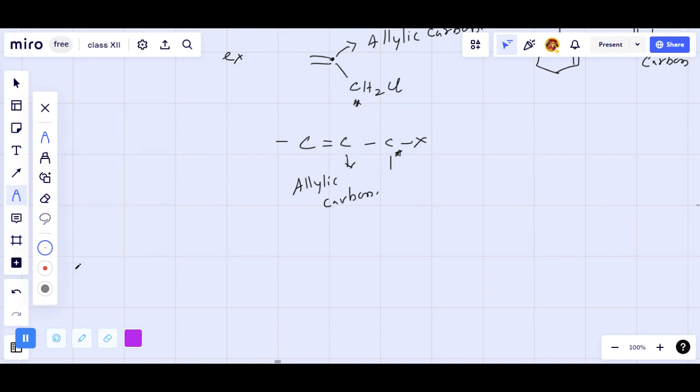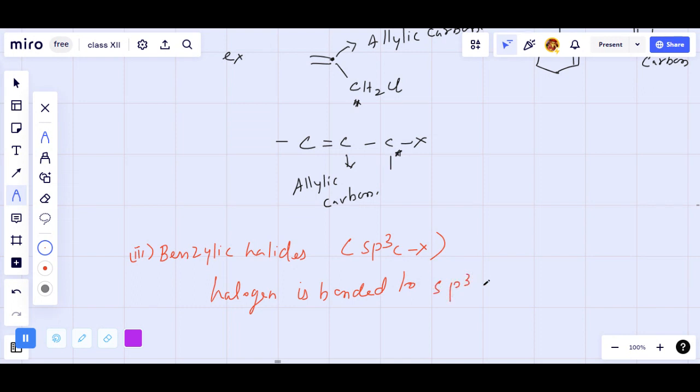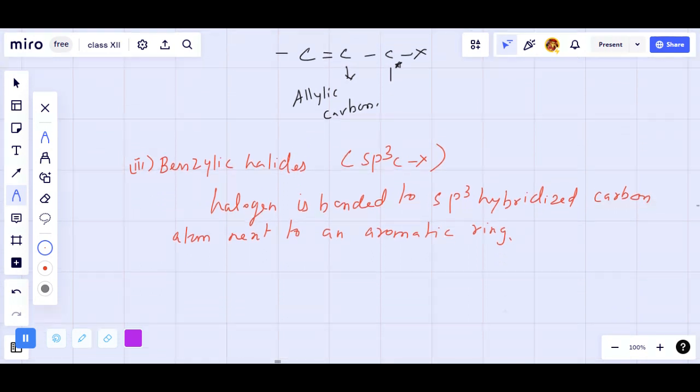Then we'll see the third one, benzylic halides. The third classification, benzylic halides, is also sp3 carbon with X. These are compounds in which the halogen is bonded to an sp3 hybridized carbon atom next to an aromatic ring. So that is benzylic halides.